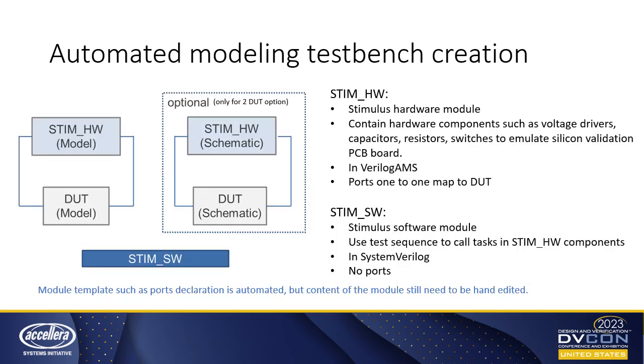Here is an example of how a modeling testbench looks. There are two types of stimulus modules. StimHW is a hardware module which has the same ports as the DOT and is directly connected to it. It contains hardware components such as voltage drivers, capacitors, resistors, and switches to emulate the silicon validation PCB board. The other module, named StimSW, is the software module, which has no ports, but uses a test sequence to drive components in the hardware modules. Then I will explain more about the hardware and software modules one by one in the following two slides.